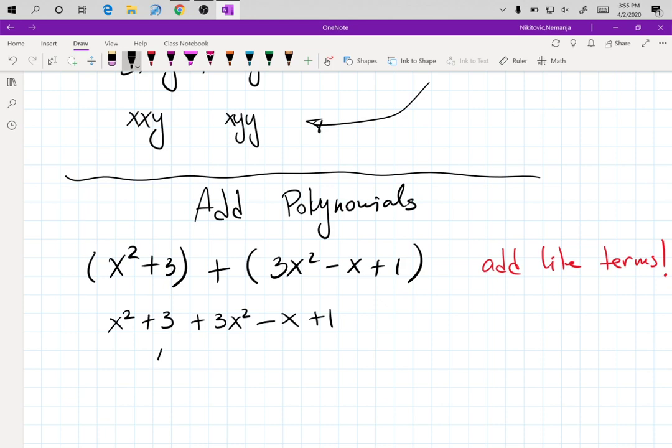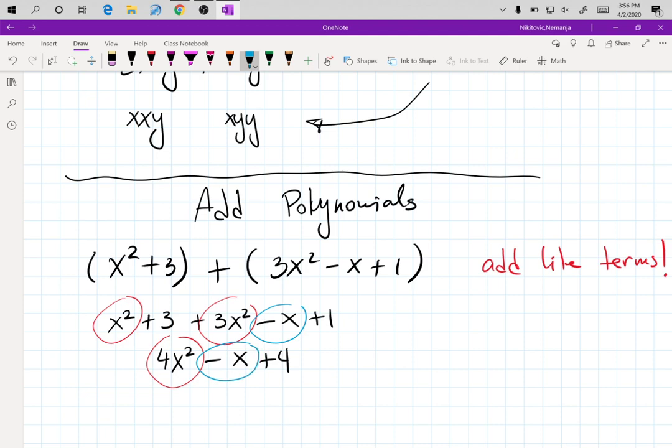X squared plus 3x squared is 4x squared. Minus x and plus 4. And I am going to color code this now because I have my x squared terms and they add into a 4. Then I have my negative x here, which has no pair, so it can't add to anything else. And finally, this one and this one give us 3 plus 1 is 4. So we add like terms, and the answer is 4x squared minus x plus 4.